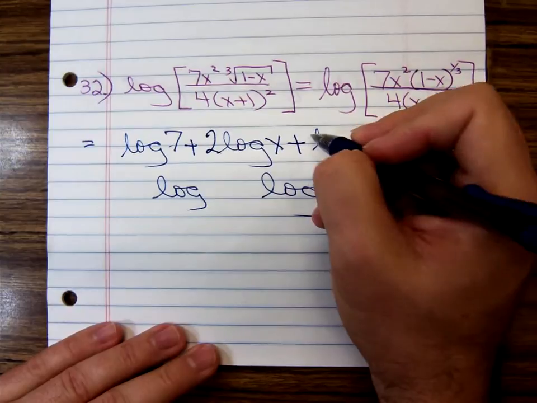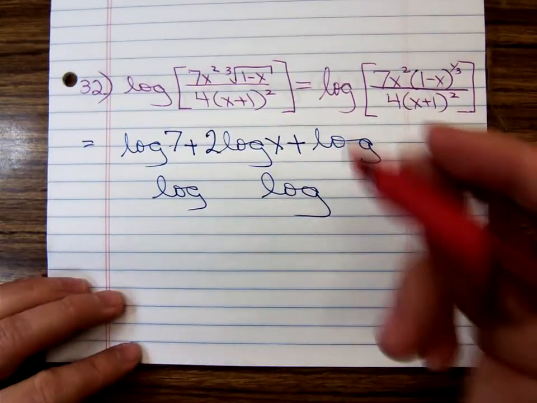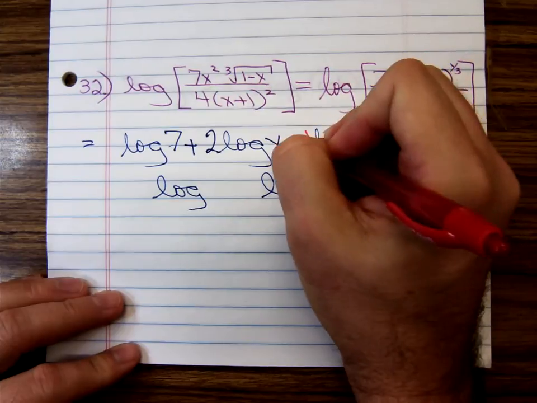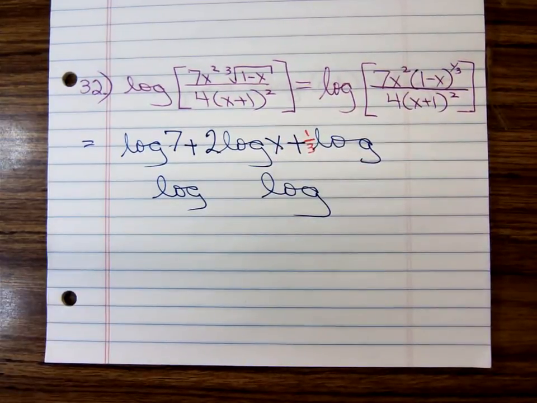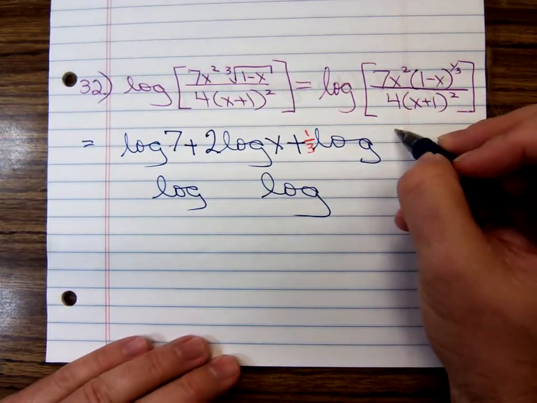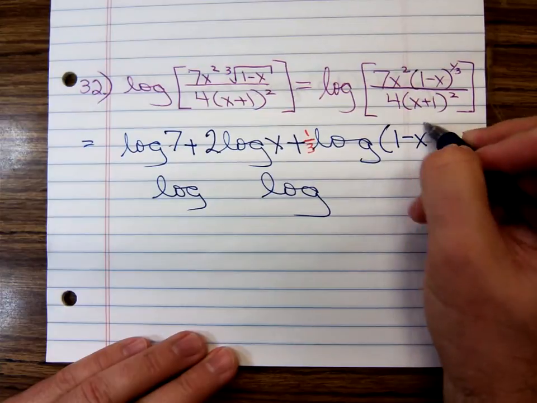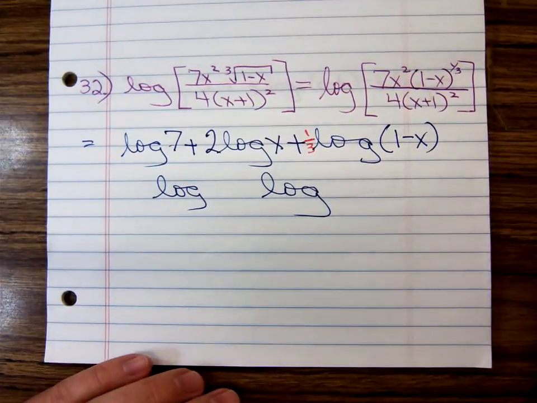Oh, 1/3. I'm going to have to squeeze that 1/3 in there. I'll put it in red. 1/3. That way it'll stand out. Maybe not. Argument 1 minus x. So remember, if your argument contains addition or subtraction, you have to enclose that argument in parentheses.